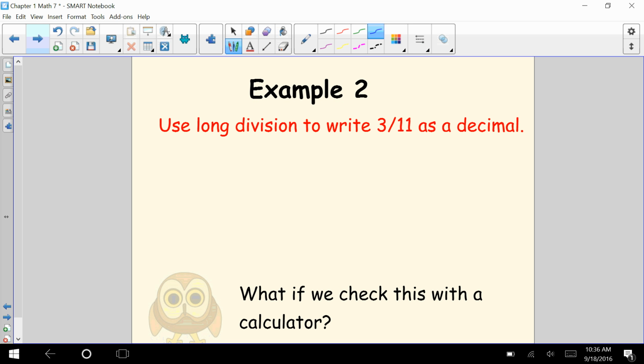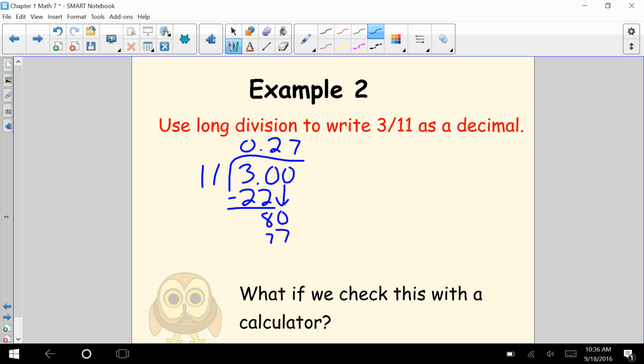Now let's write 3/11 as a decimal. So 3 goes underneath, the 11 goes outside. 11 doesn't go into 3, so I add my decimal and a 0. 11 goes into 30 2 times. I get 22, I subtract, I have 8 left over. Bring down a 0. 11 goes into 80 7 times, which makes 77 with 3 left over.